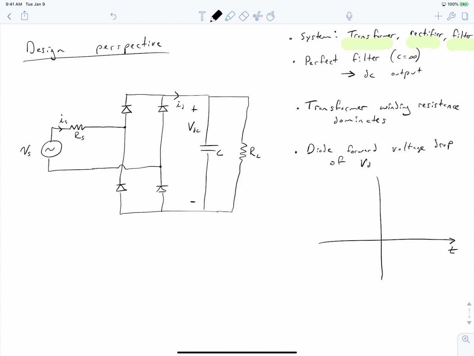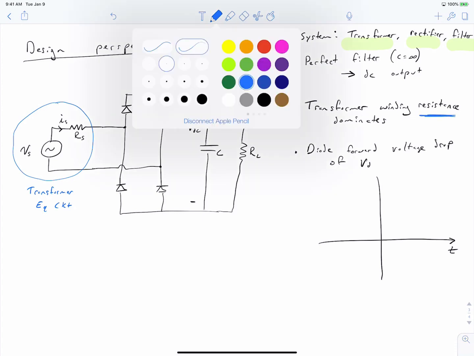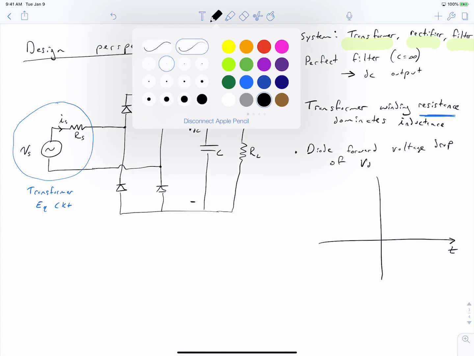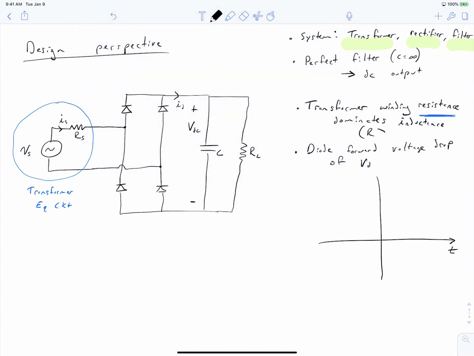If we label this diagram, the beginning portion here is our transformer equivalent circuit. And you'll see that this is much simpler than we had considered at the beginning of the lecture because we don't need the complexity. We're going to instead model our transformer as simply giving us an ideal voltage source and a series resistance. So basically we're making the assumption that the winding resistance dominates the inductance, or in other words, we can say that R is much, much greater than omega times L.